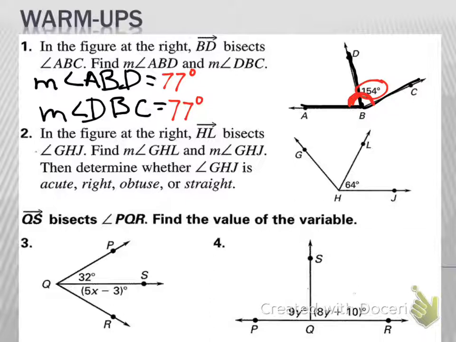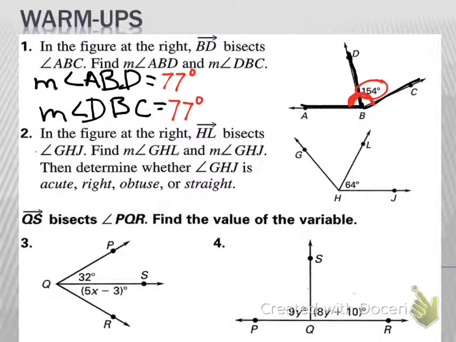Very good. So in number 1, they give us the big angle. They ask us for the two smaller angles. Since it's being bisected, we know the two smaller angles are congruent, and they would add up to 154, so they must both be 77.